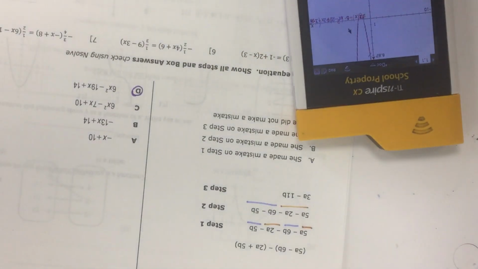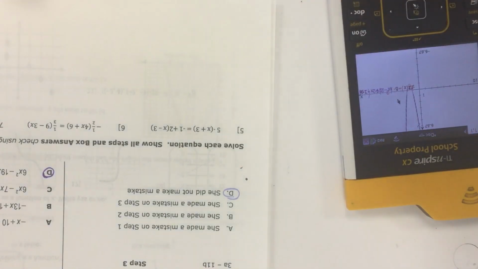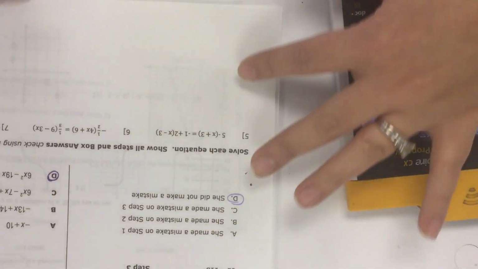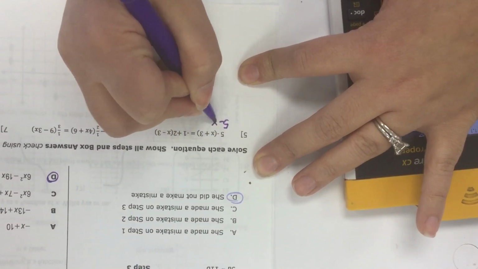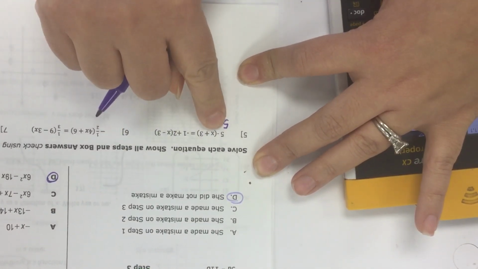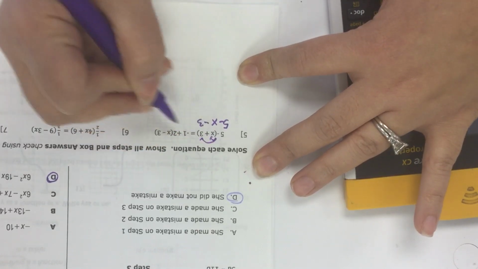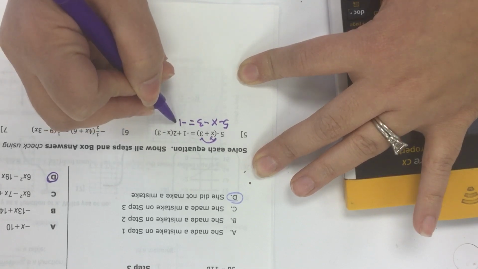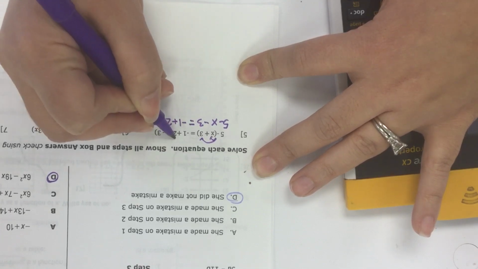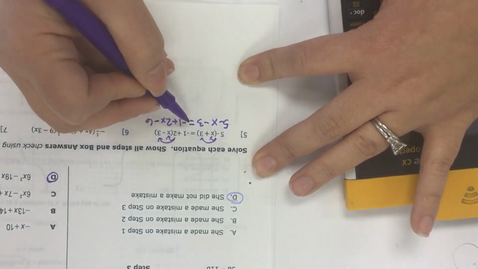Okay. Then if I skip to the solving equations, looking here at number 5, same thing, we need to distribute. So this would be 5 minus x. The negative also goes to the 3, so it becomes a -3, equals -1. 2 times x is a 2x. And then 2 times negative 3 is a negative 6.